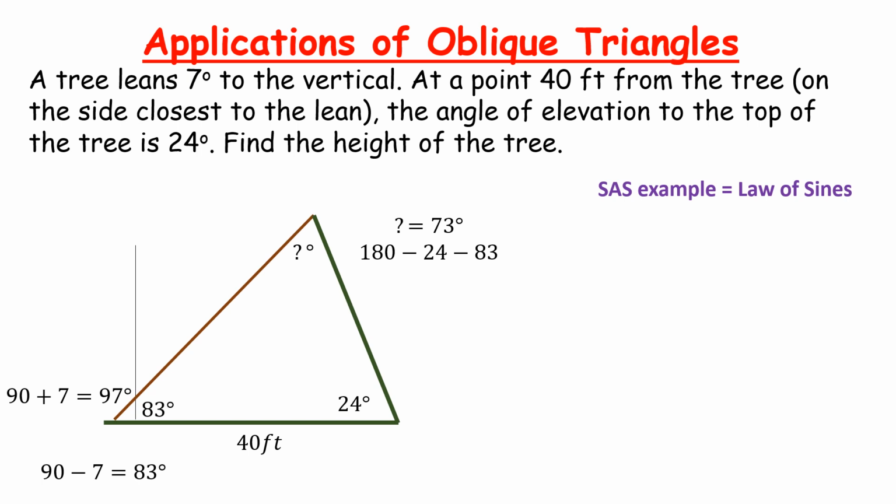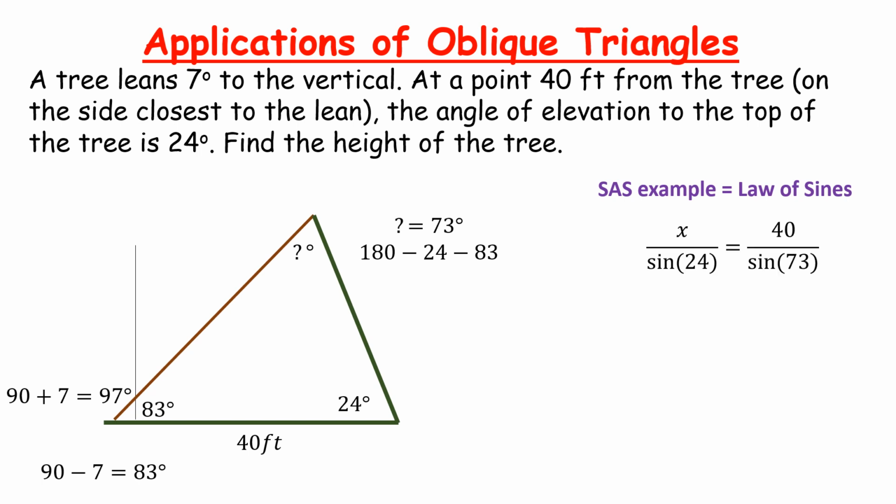This is a side angle side example, we have some SAS. Not for the area, we're just looking for side angle side to use law of sines in order to solve. So we did need that angle across from the distance from the base of the tree to the other side. We needed that 73 degrees across from 40 feet. Okay, so the height of our tree is going to be x.